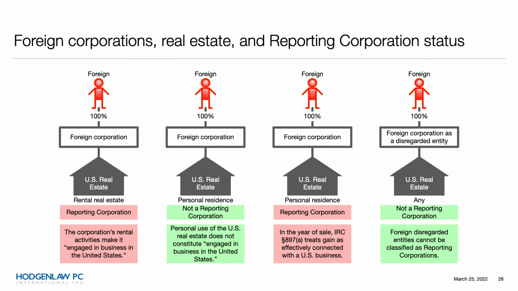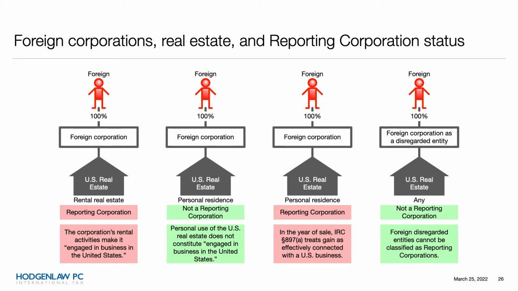Foreign corporation that owns a house or the condo in Vail that's only used for personal use, in the year of sale. Now you have a Form 5472 filing requirement because our friend Mr. FIRPTA, Section 897, says the gain from sale of U.S. real property is treated as if it's connected with engaged in trade or business activities. And therefore, because you've got that kind of activity that's defined as connected to U.S. trade or business, you have a Form 5472 filing requirement in the year of disposition.